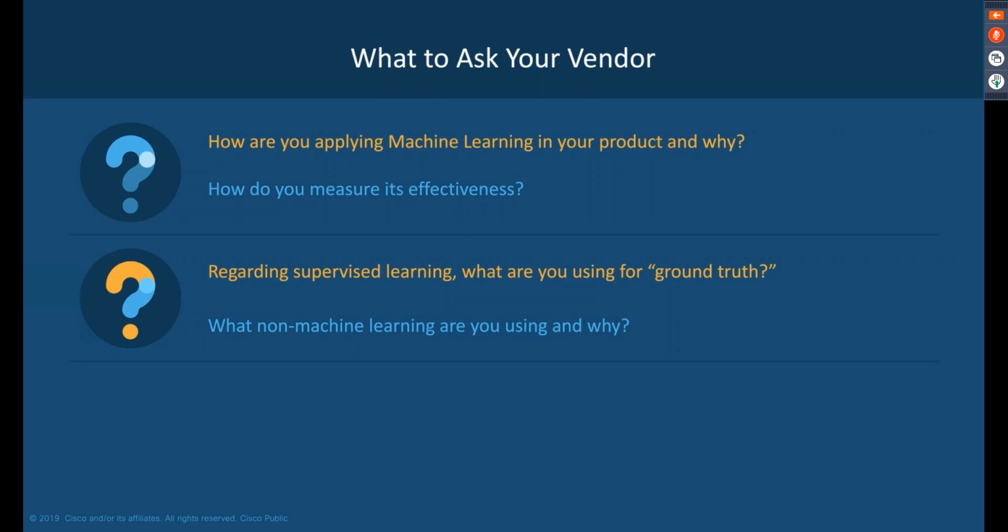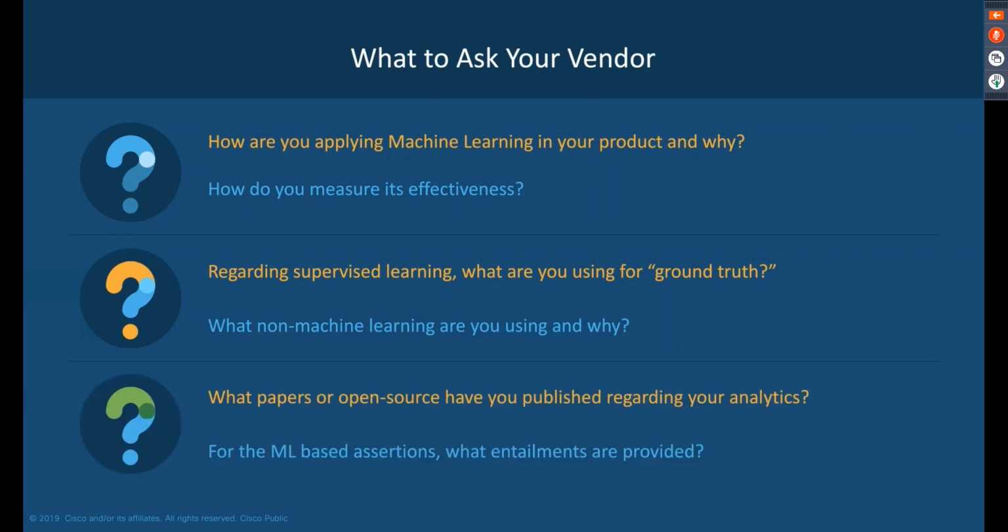And finally, just a bit of an entailment trail on the work that the people you're talking to are doing. What papers and open source have you published regarding your analytics? Definitely within Cisco, we're big on this. We want to present and share with the world. We want other eyes on our research and get that feedback in, and that's really important. We definitely engage with the academic community around the work we do, and we find that it's a very fruitful relationship.